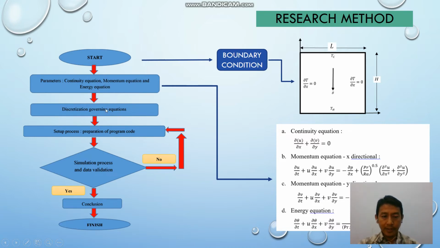So the next step is discretization of the governing equations, and then the next step is the setup process, and then the simulation process and data validation. If yes, conclusion. If no, back to the setup process, preparation and repair of the program code, and then simulation again until yes. After that, conclusion, and then finish.